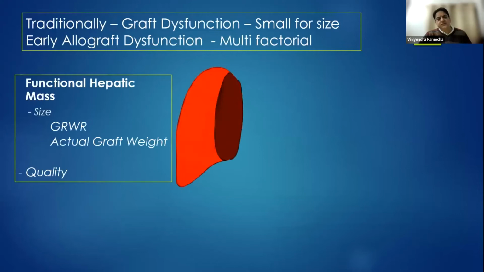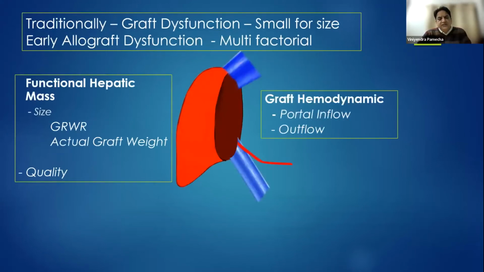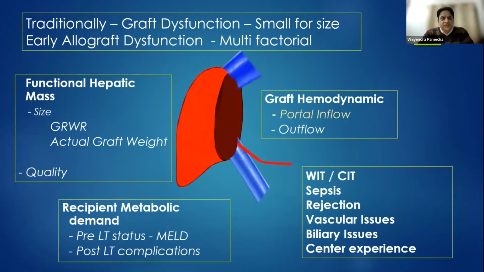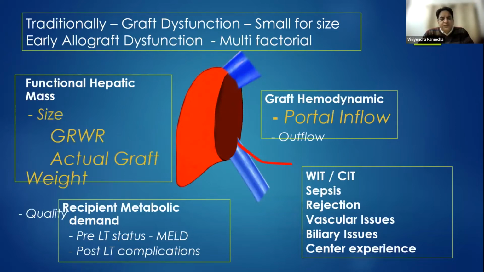And then coming to partial grafts, that is live donor liver transplantation. The entity initially was thought to be a small for size, but now we have learned that it is portal hyperperfusion which causes this. So it's not exactly GRWR which is related to it. It is actually how much is the portal flow and pressure, and how much is the actual graft weight, which can lead to a small for size syndrome or a small for perfusion syndrome.